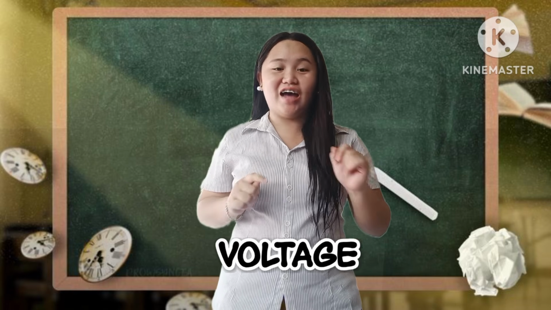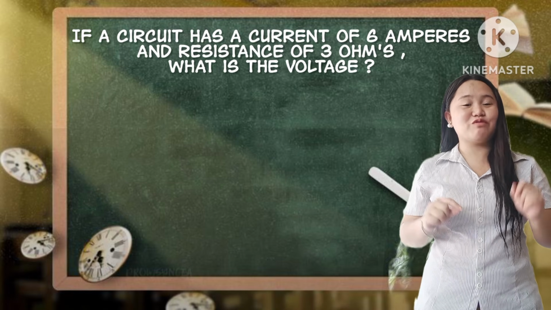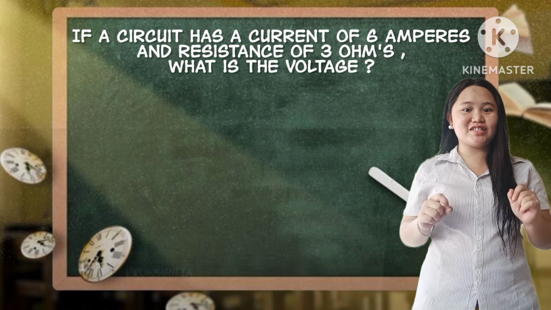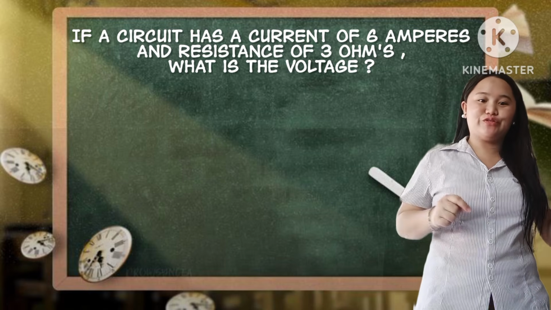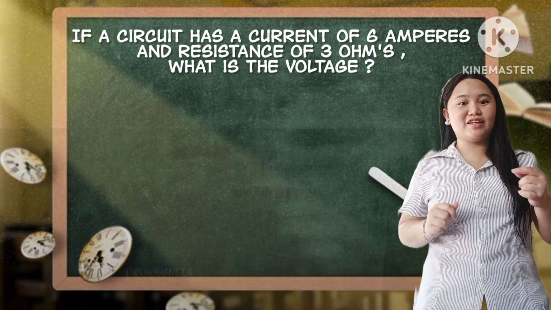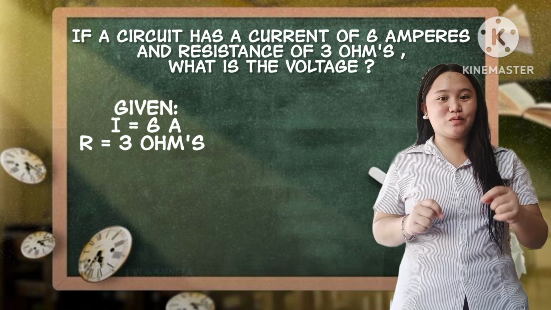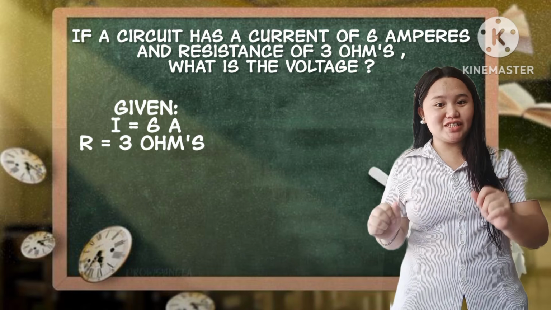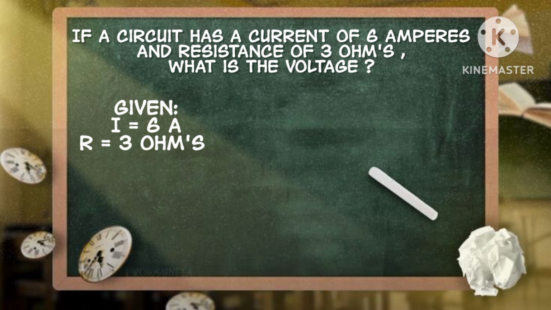Now, let us proceed to our second problem set. And now we are looking for a voltage. Here is the question. If a circuit has a current of 6 amperes and a resistance of 3 ohms, what is the voltage? First, let us identify the given values. Current is equal to 6 amperes and resistance is equal to 3 ohms. Since we are looking for voltage, we use this formula.